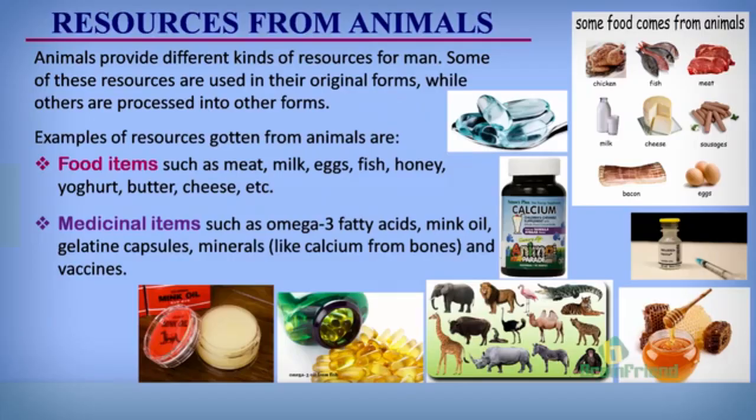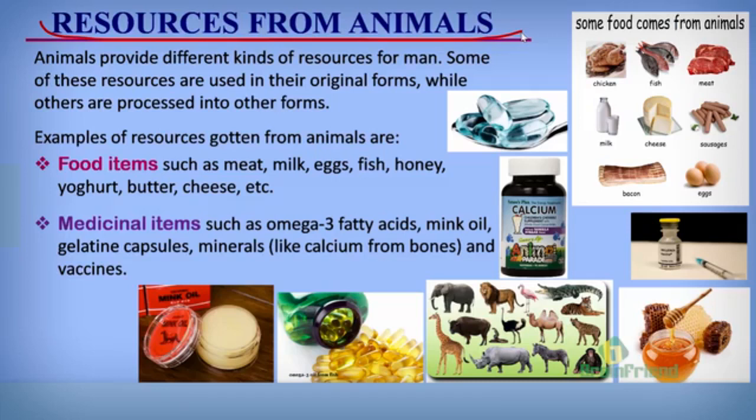Having looked at the group of resources that are derived from plant source, let's look at those that are gotten from animal sources. We have different kinds of resources that are provided by animals. Some of these resources are used in their original forms like plants. We can use some of these resources directly, for example, milk. We can use milk, fresh milk from animals. We can also use meat the way it is. All we need to do is just to prepare it.